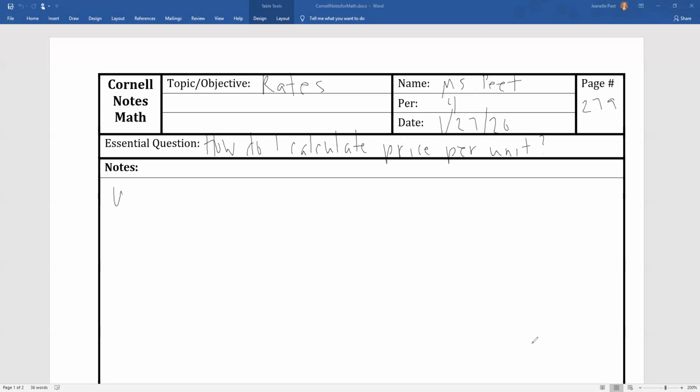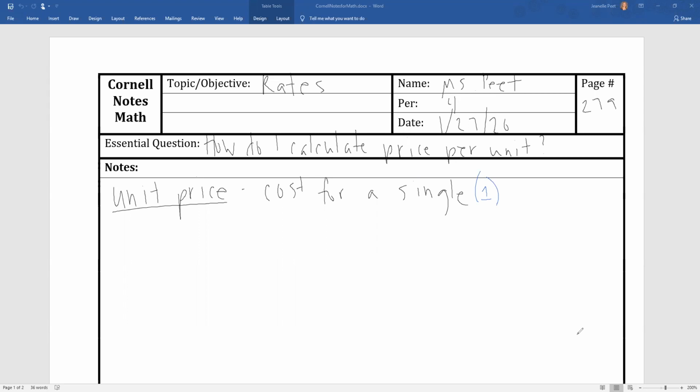So let's write down the definition first. Unit price is the cost for a single unit. And again, when I see the word single, I want you to think of the number 1, right? For 1, right?